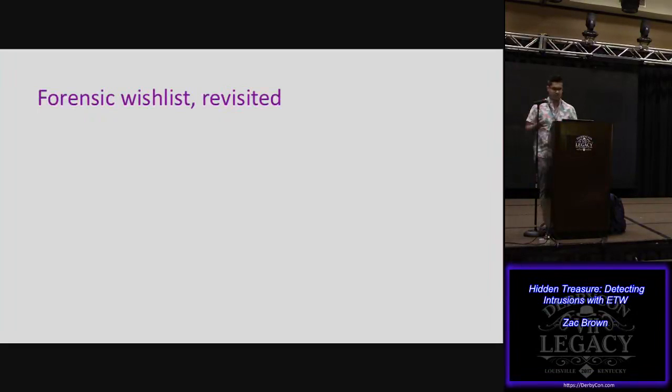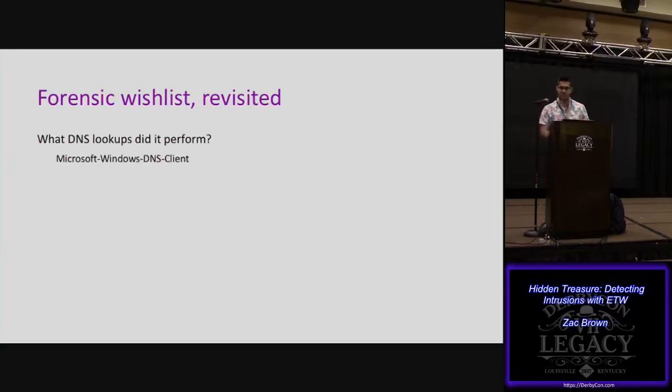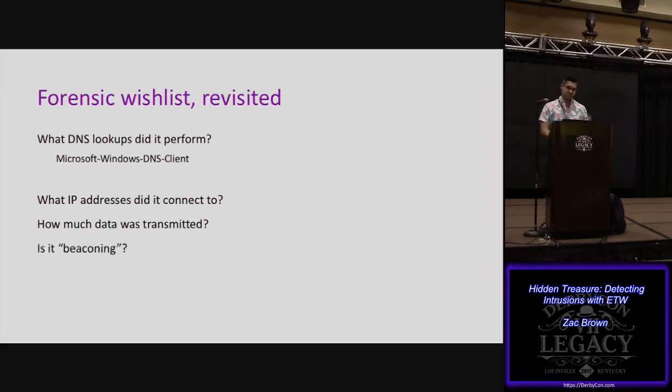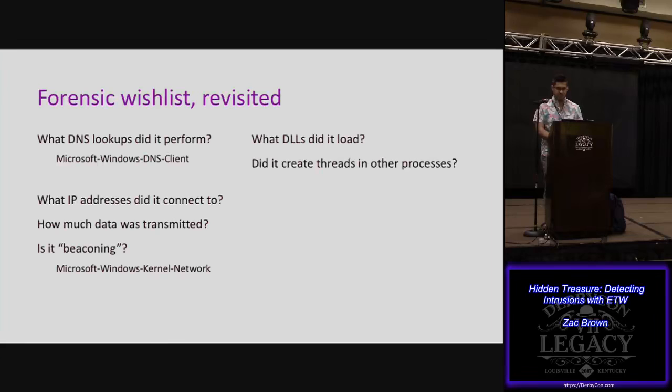Let's go back to our forensic wish list. What DNS lookups did it perform? We talked about that in an example, Microsoft Windows DNS client. What IP addresses did it connect to? How much data was transmitted? Is it beaconing? You can get all of that from Microsoft Windows kernel network. What DLLs did it load? Did it create threads in any other processes? You can get that from Microsoft Windows kernel process.